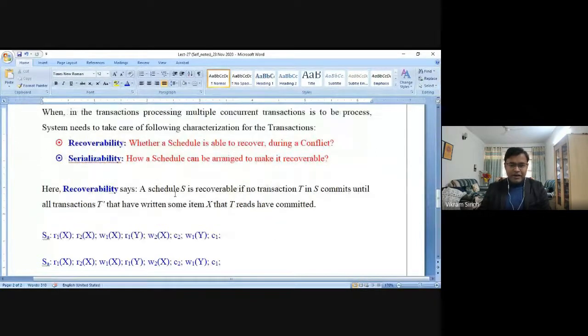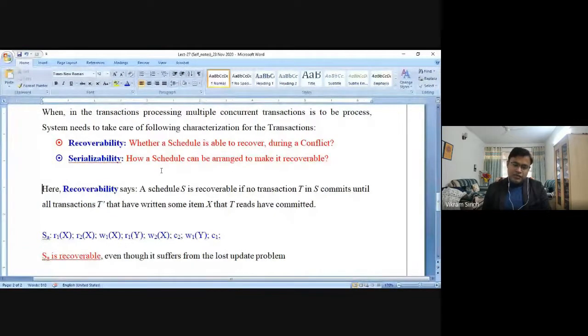You can read the definition broadly in the statement. It says a schedule S is recoverable if no transaction T in the schedule commits until all the transactions T dash that have written some data item X that T reads have committed.